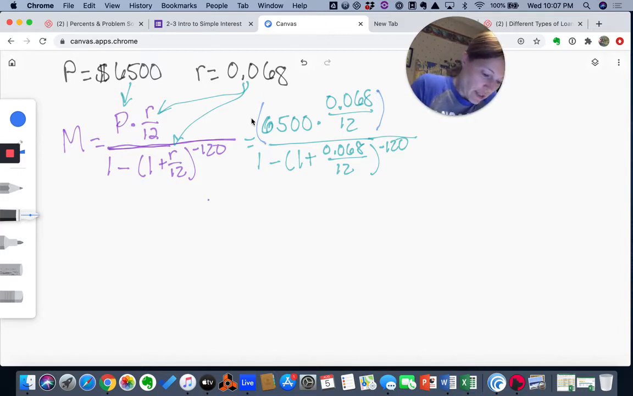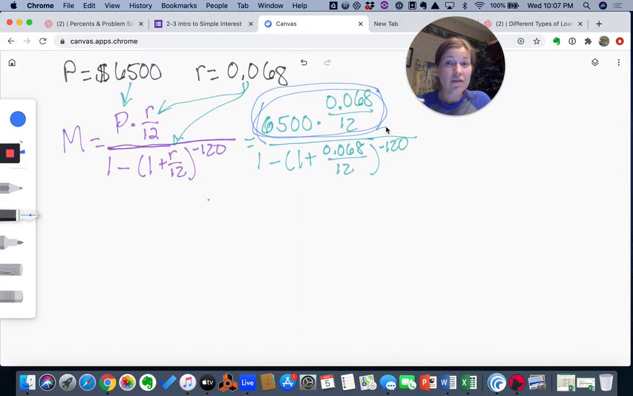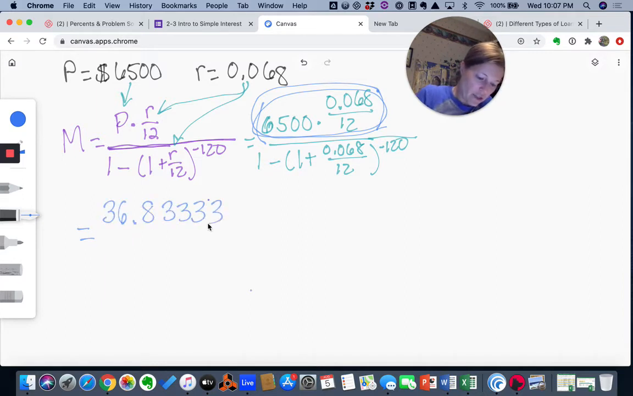So this top bit, within this top bit, I've got multiplication and division. Now, multiplication and division are the same level. I can do them all at once. So I'm going to put in my calculator 6,500 times 0.068 divided by 12. Now I've got a whole bunch of 3's on my calculator. I'm just going to put several on there.